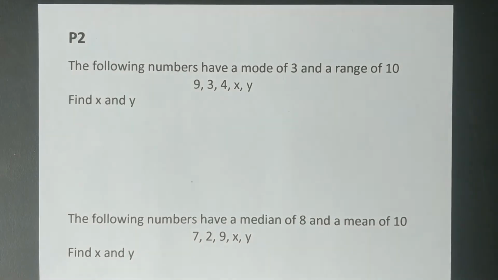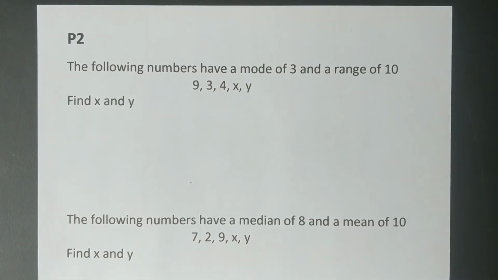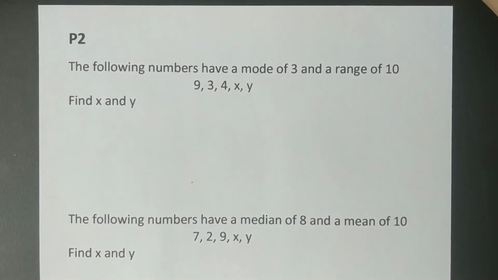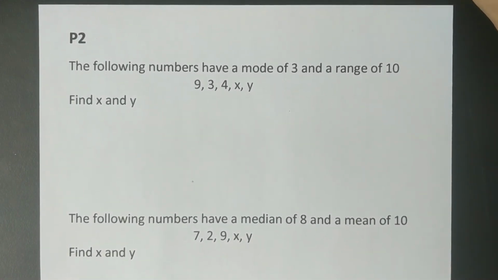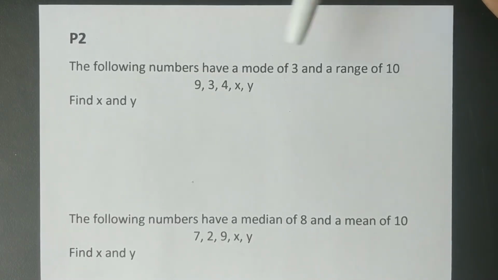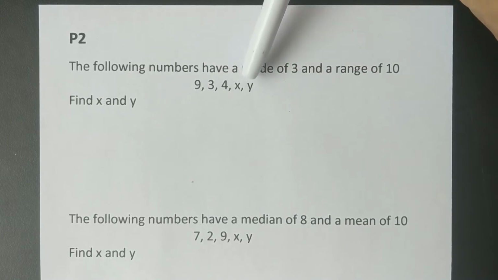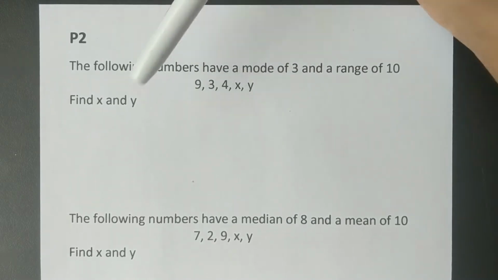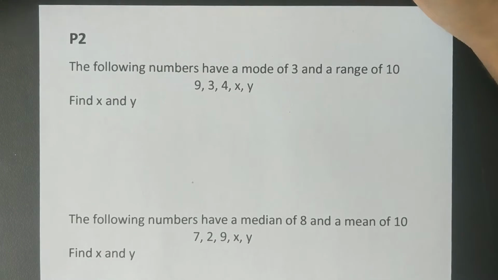Hello, and in this video we're still looking at generated information for a list of numbers where we're given the averages or the range, but this time we're going to be given part of the information already. So, here in the first question we've got the following numbers have a mode of 3 and a range of 10. And we've got 9, 3, 4, something, something, so x and y. What could x and y be?